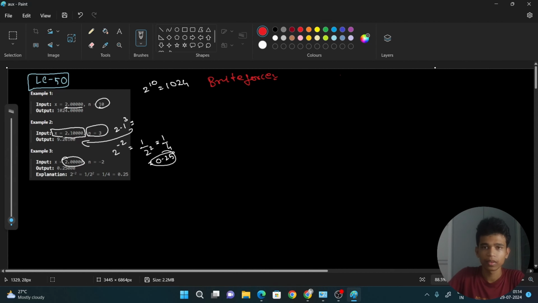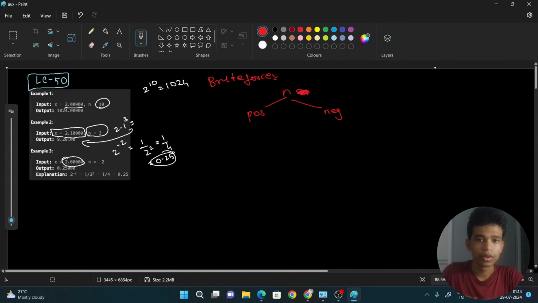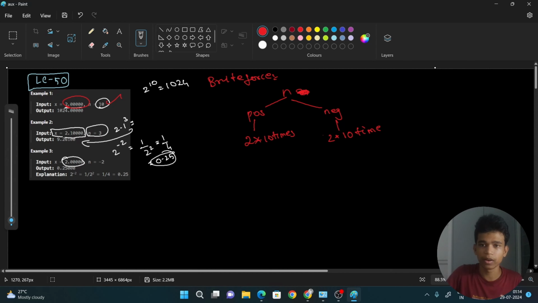See here. First of all, n can be positive or n can be negative. So if n is positive, then what should you do? Just iterate n times. If n is equal to 10, just multiply this 2 ten times. But what should we do if n is negative? Just multiply 2 ten times here also, and then divide: 1 divided by that result. Okay, so this is my brute force approach.